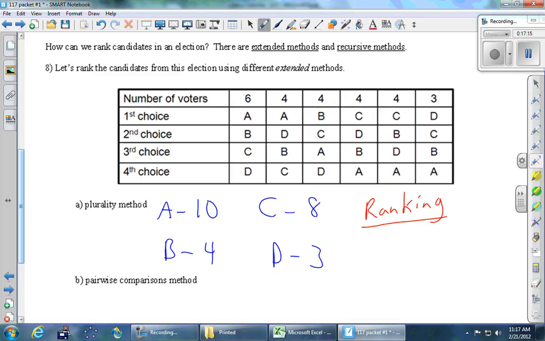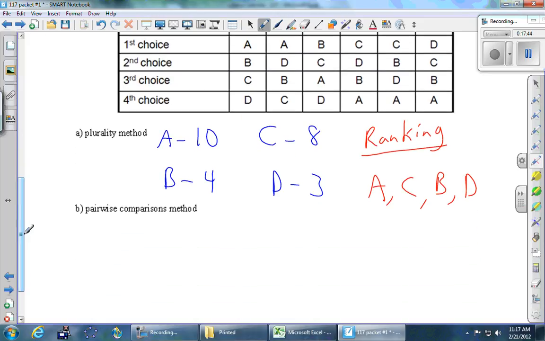Okay, so plurality only counts what? First place votes. So I've got 10, 4, 8, and 3 first place votes. Who wins? A wins. But now we're looking for who is second place, and is there a natural second place choice here? C is natural. And who is third place? B. And then finally, D is last. Any questions about how to rank these candidates using the extended plurality method?